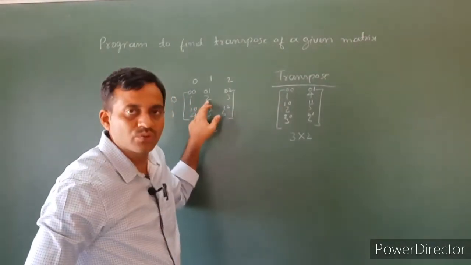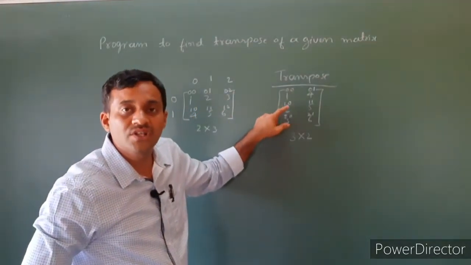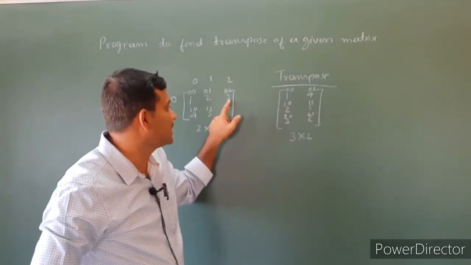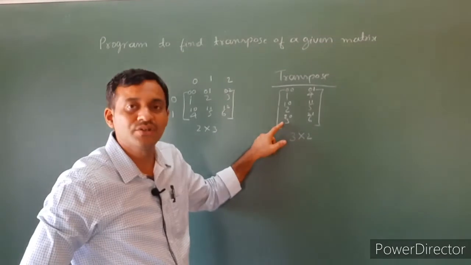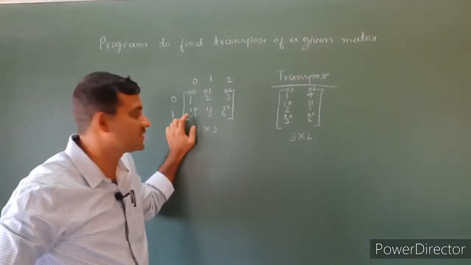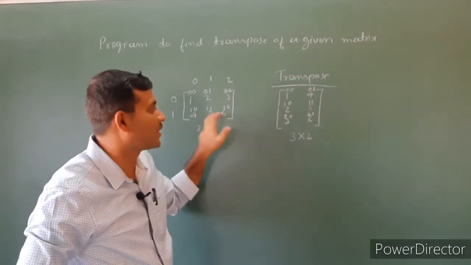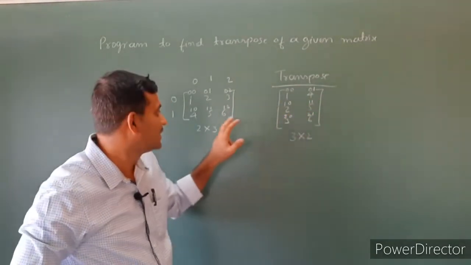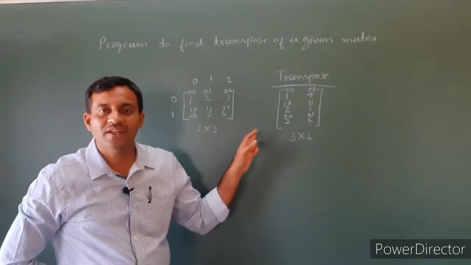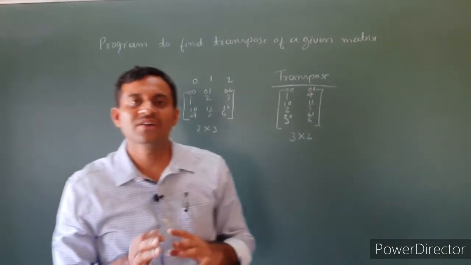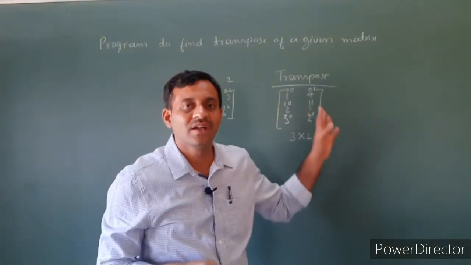Then see the position of 2. Here it is at 0 1, but in the transpose it is at 1 0. Then 3 is originally at 0 2, but here it is 2 0. Then 4 is at 1 0, but now 0 1. Then 5 is at 1 1, here also 1 1. 6 is at 1 2, but here 2 1. What do we observe in the transpose? The index values are interchanged.